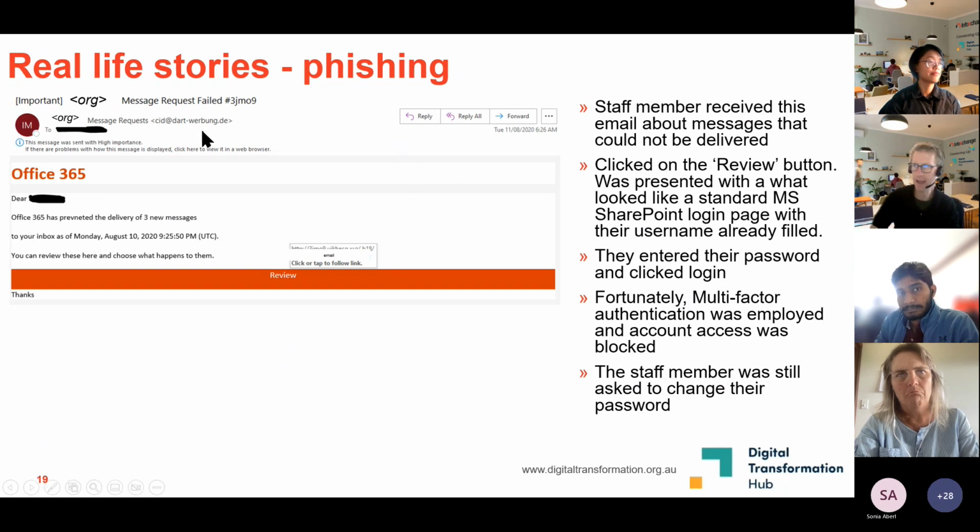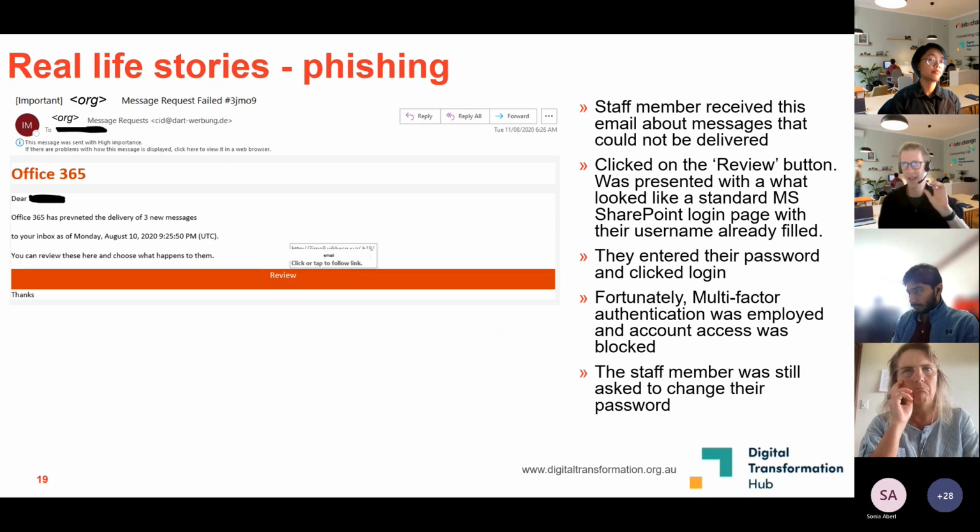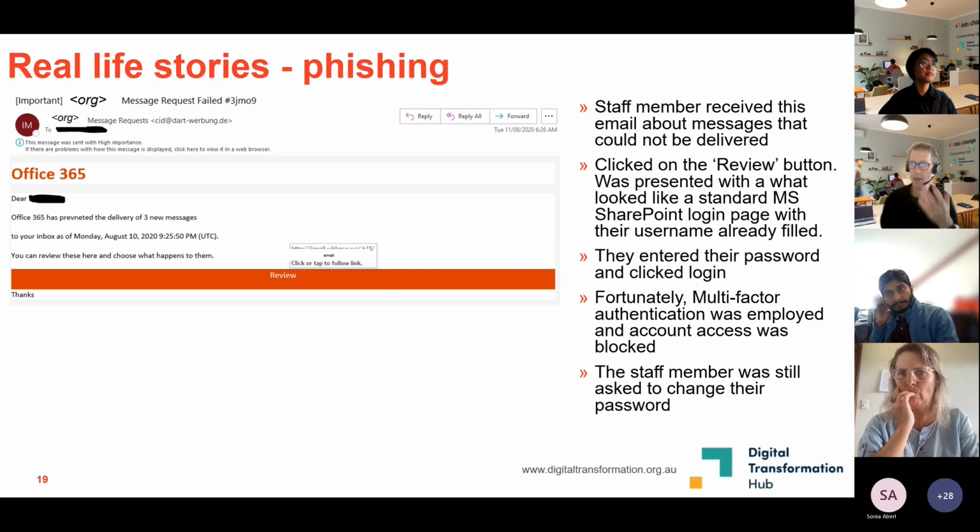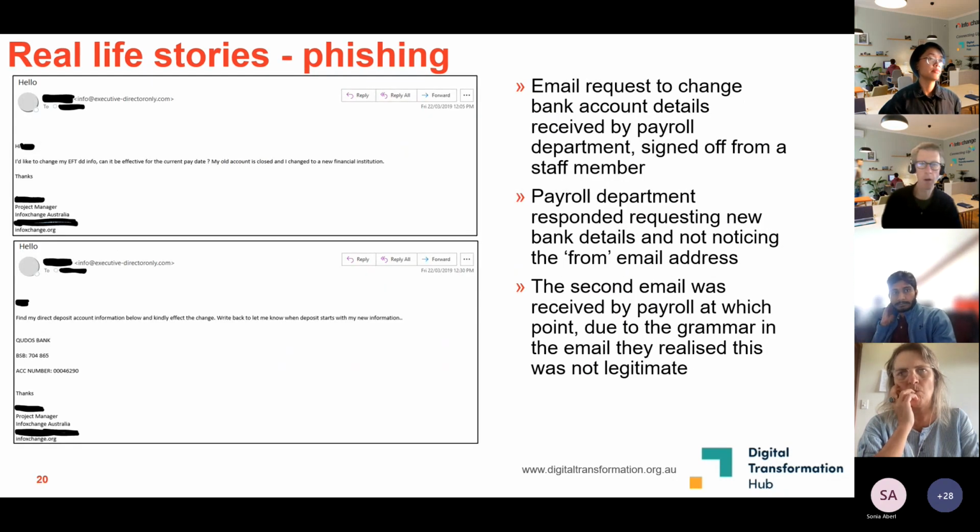Trigger points being the email address that it was sent to, the spelling in here, and the fact that when you hovered over the link, it was an unusual link. So there were quite a few hints that this is not appropriate. This one got through. The email address and password were entered into the website. Even though it wasn't a real SharePoint website, there were lots of triggers that could have been picked up. They were protected by multi-factor authentication, but that was pretty frustrating.